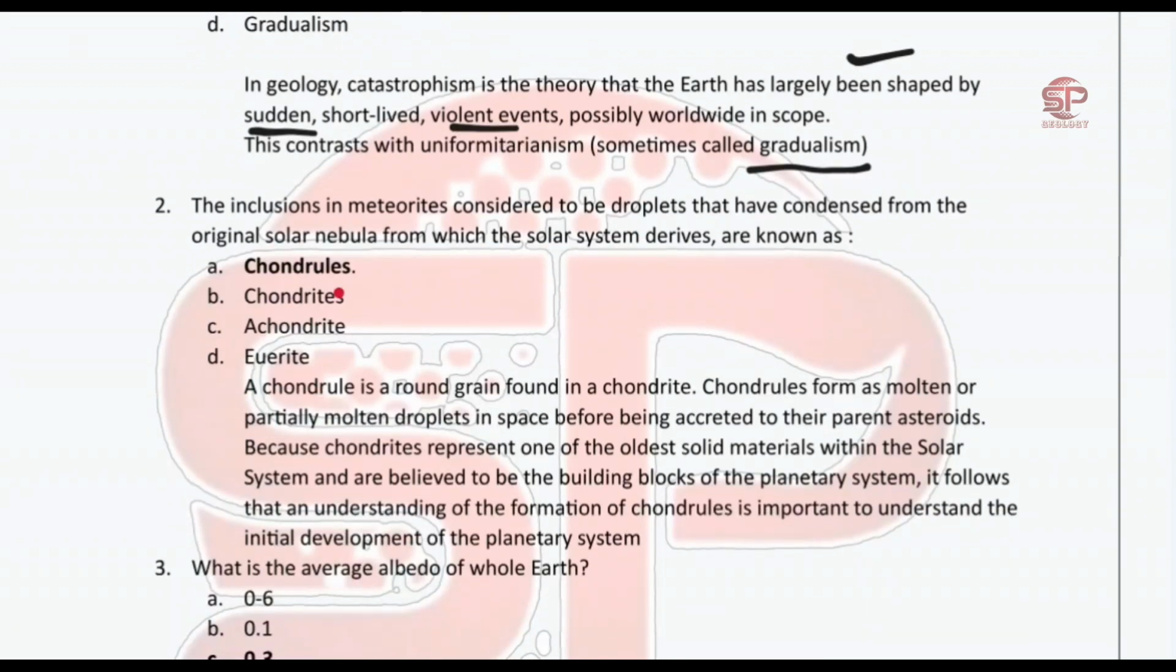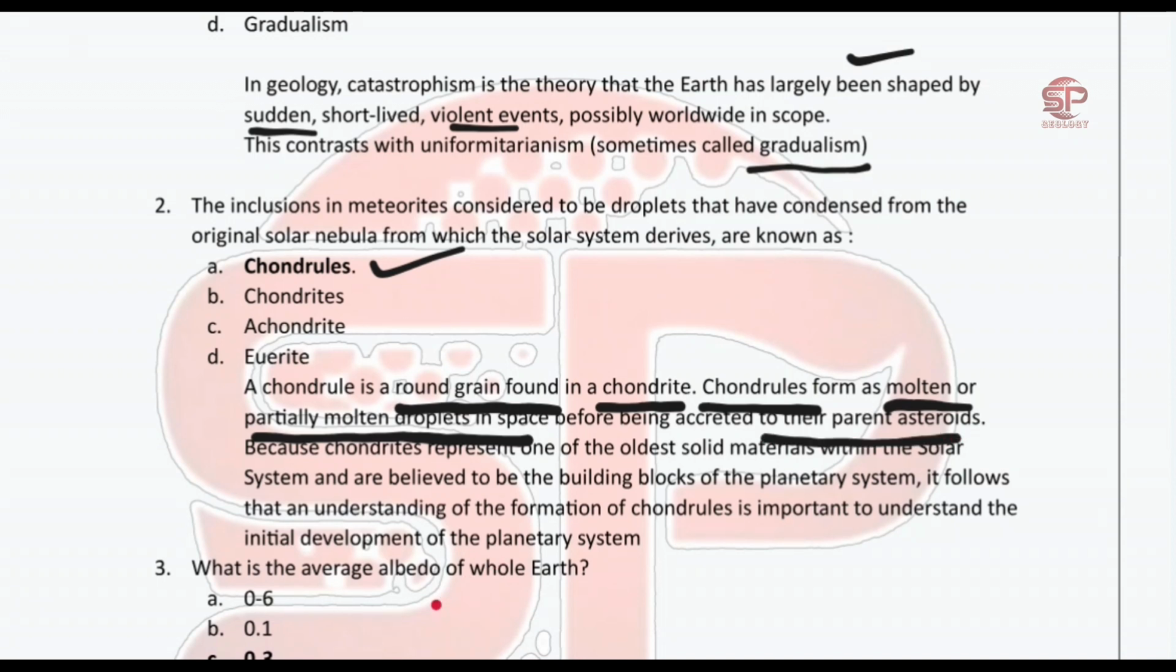Then the second question: the inclusions in meteorites considered to be droplets that have condensed from the original solar nebula. Those droplets in meteorites we call chondrules, which are found in chondrites. These are rounded grains found in chondrites, which form from molten or partially molten droplets in space before being accreted to the parent asteroid. So those are small droplets. The answer will be chondrules.